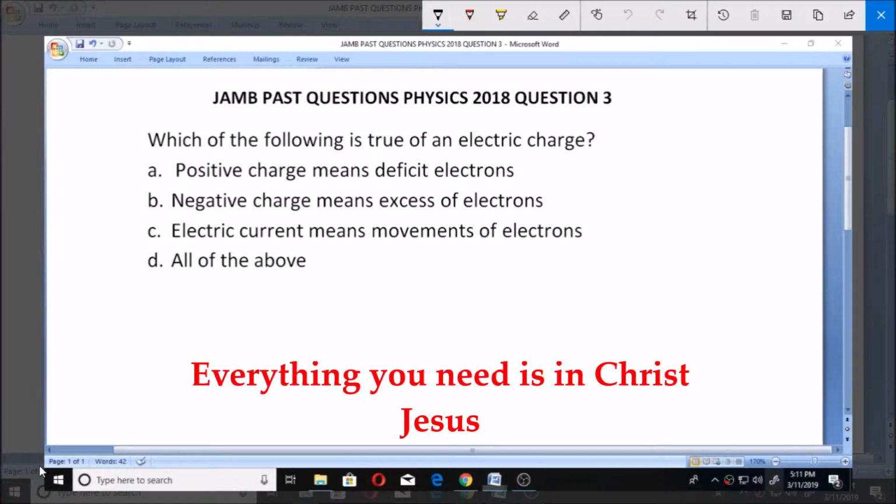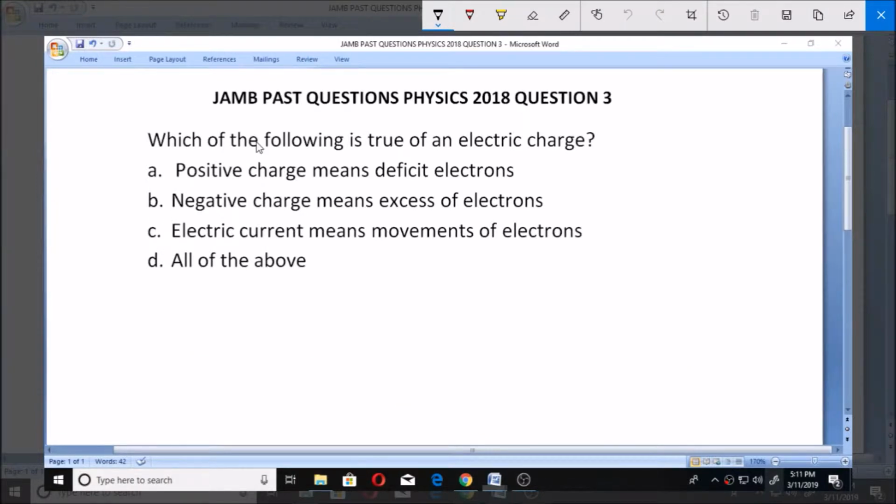Yes, let's look at this JAMB past question for Physics 2018. Question number 3. Which of the following is true of an electric charge?